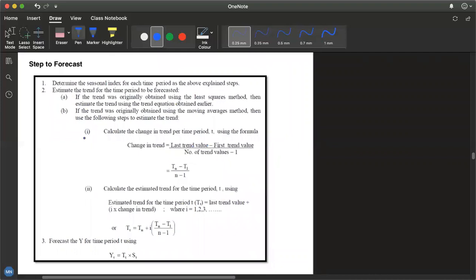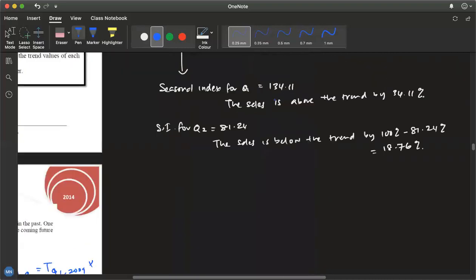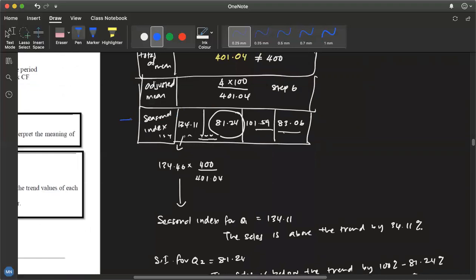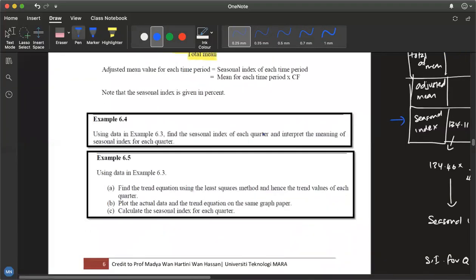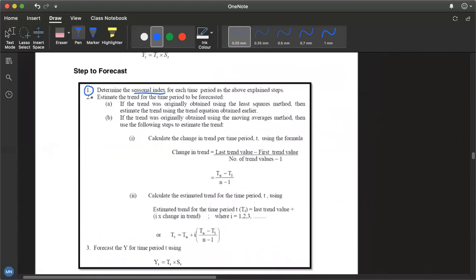So these are the steps to do forecasting. First step, we need to determine the seasonal index. We already did it, and we already know the seasonal index for quarter number 1, 2, 3, and 4. So step number 2, we need to estimate the trend for the time period to be forecast.